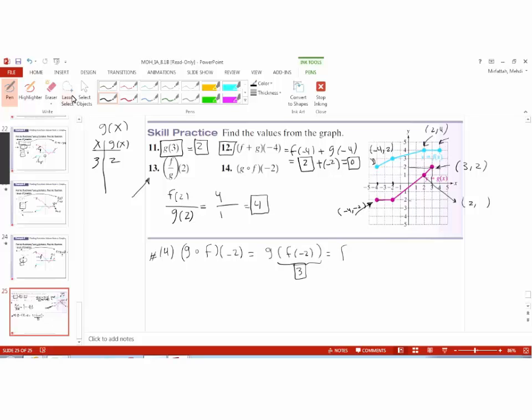G of 3. So now you look for G of 3. So look at the G function. And then if x equal to 3, what is y? 2. You got it already with 2. Good job. That's 2. Alright, this is how you look at this graphically. Great.